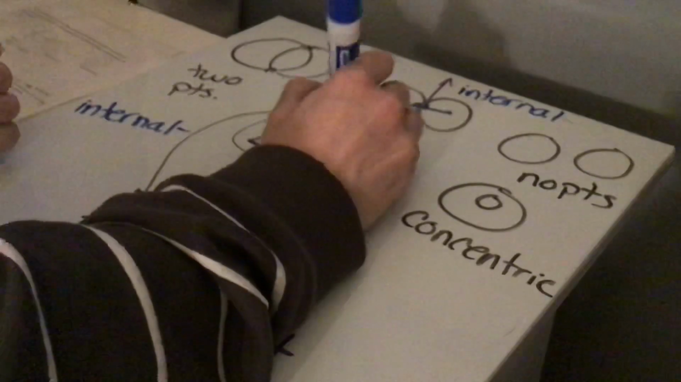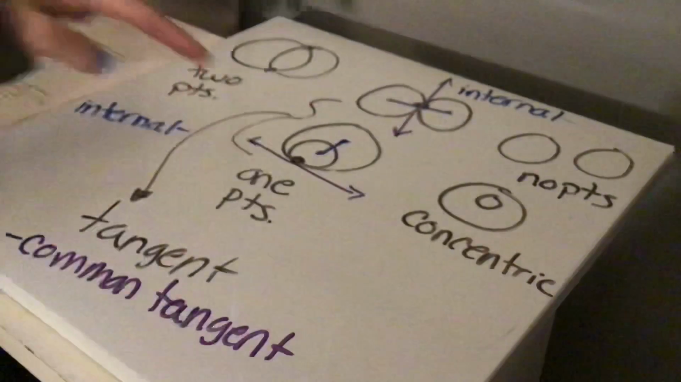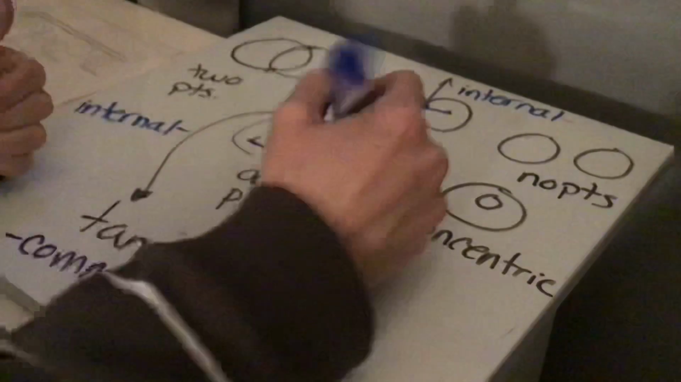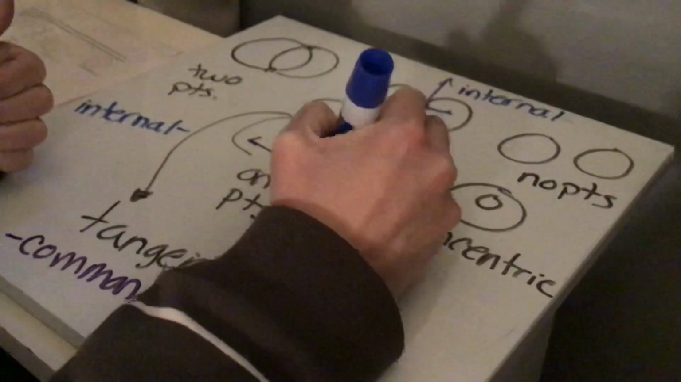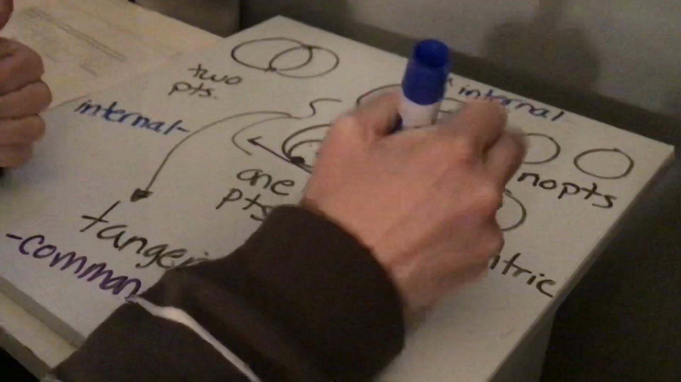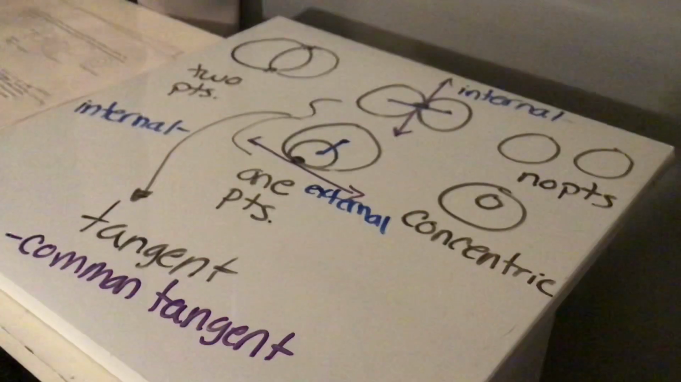An external tangent does not intersect the segment that joins the centers. So here's the center and center, and the tangent is not intersecting it, so it's called external. It is outside the two circles. The pictures in the book are backwards. The definition is correct in your book.